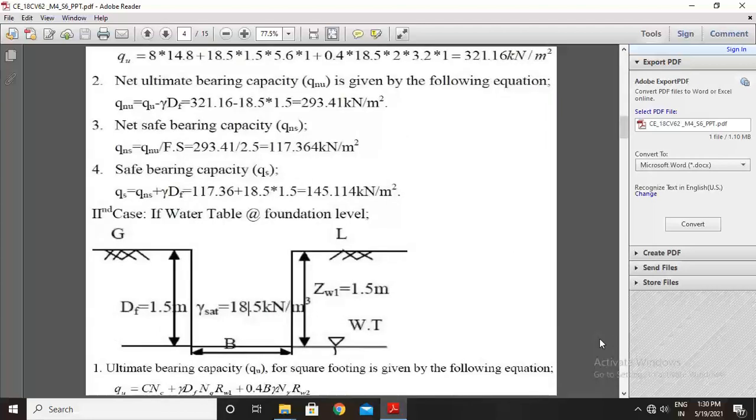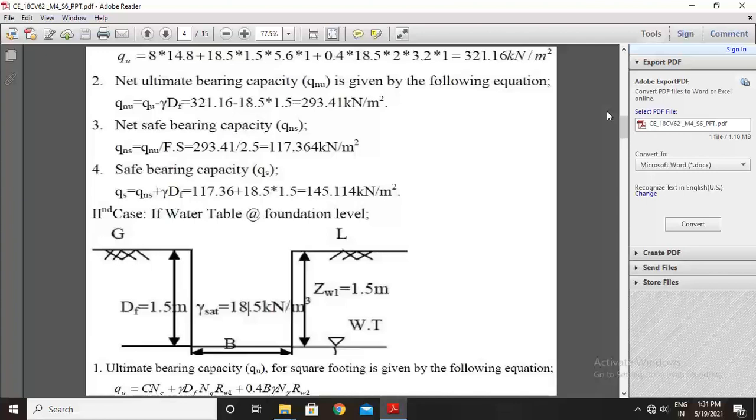Now substitute the value in the above equation. Okay. So here in this equation, C is 8, NC is 14.8 plus gamma is 18.5, depth of the footing is 1.5, NQ is 5.6, RW1 is 1 plus 0.4 times gamma is 18.5, B is 2 meter, N gamma is 3.2, RW2 is 1. So we are getting 321.16 kilonewton per meter square. This is the ultimate bearing capacity.